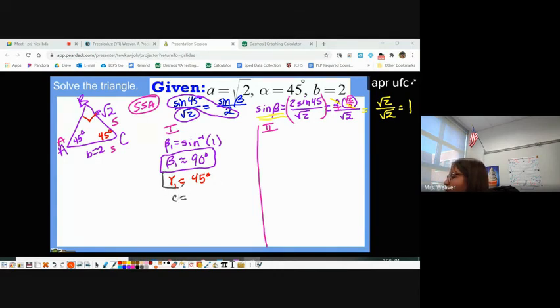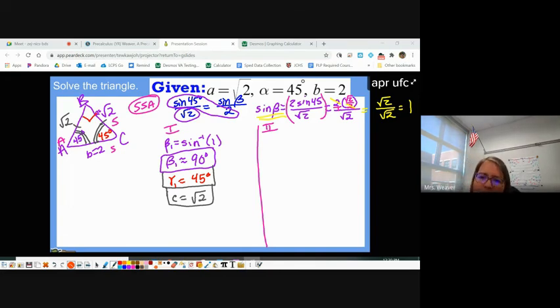Does anybody remember what a 45, 45, 90 triangle looks like? Remember, if the base angles are congruent, then the sides opposite of them are also congruent. So it will also be square root of 2. So that turned out to be an easy peasy triangle once we found our other angle. Questions for me about that? All right, so we found it was 90.